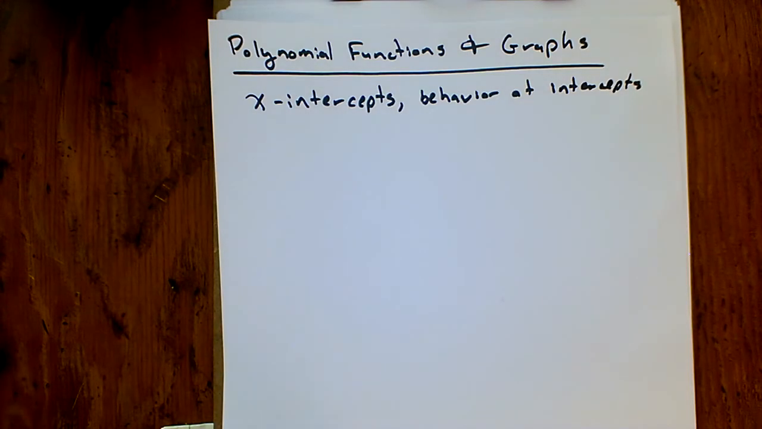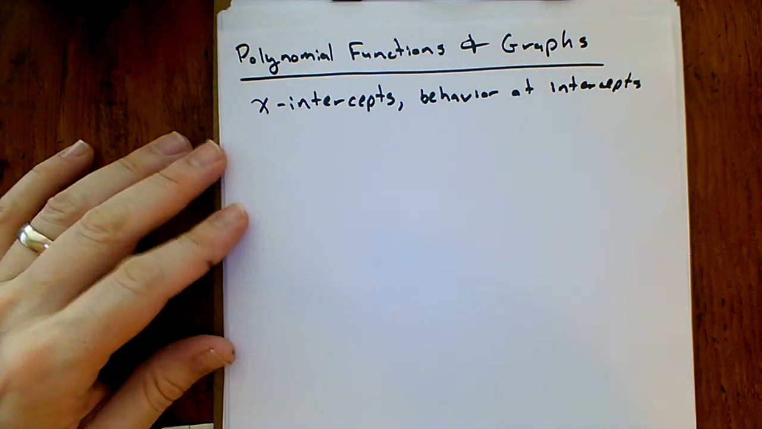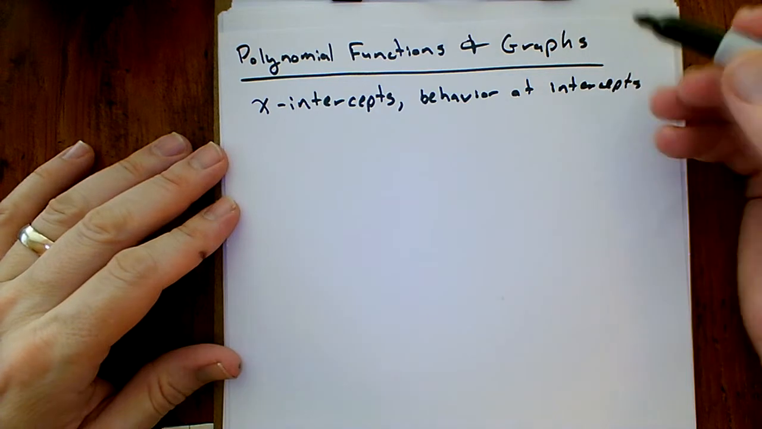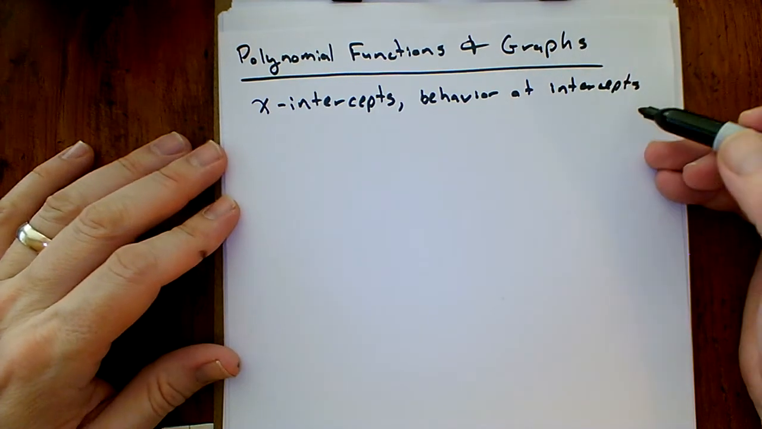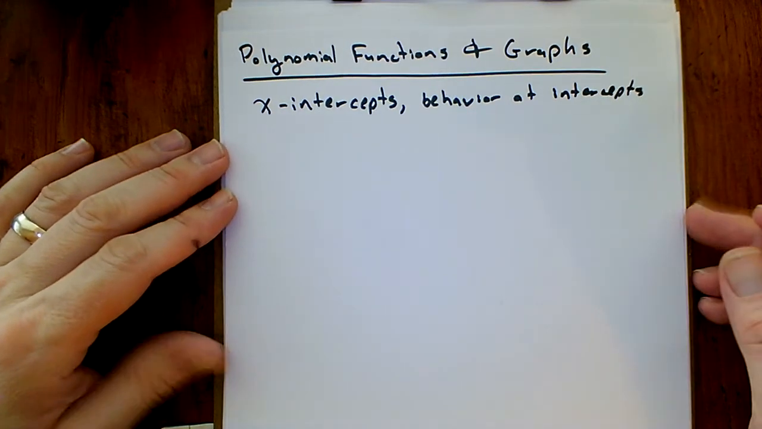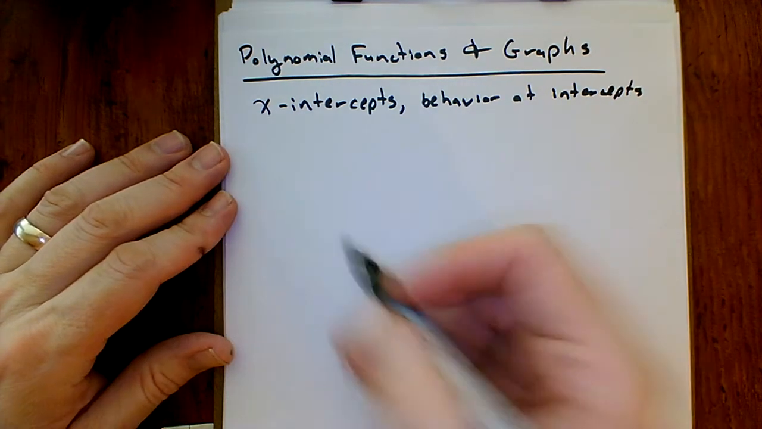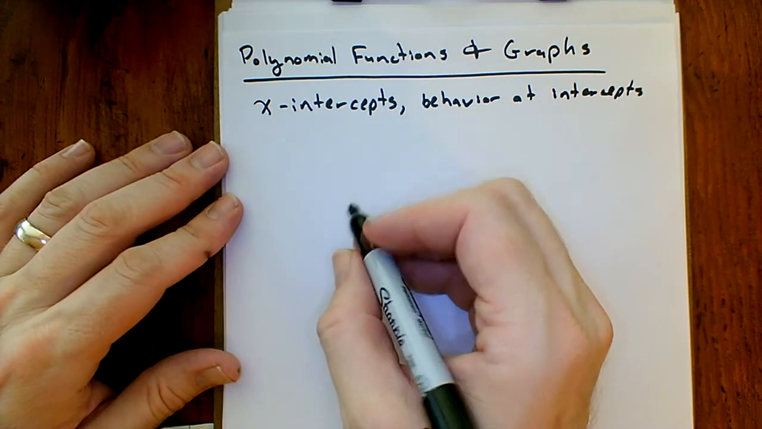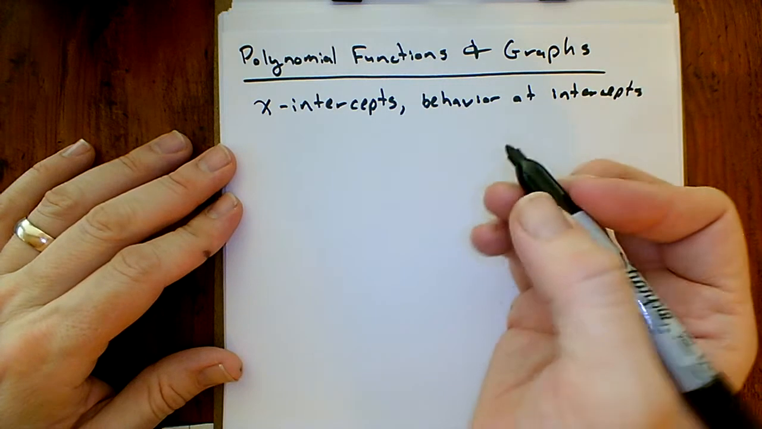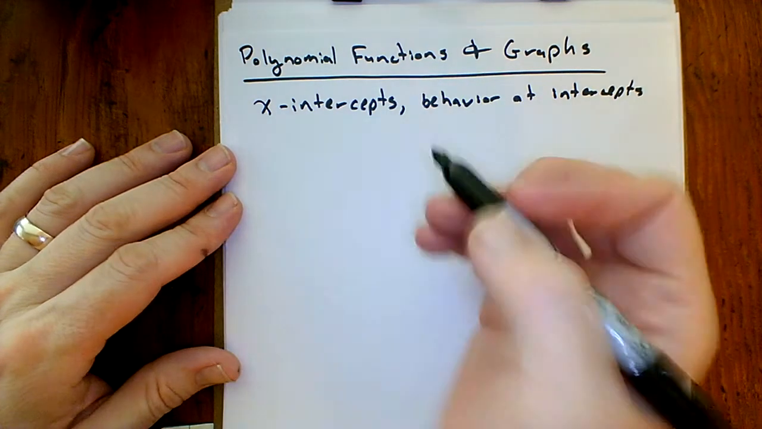Alright, looks like a good time to get started here again. And right now we're going to continue talking about polynomial functions and graphs, and this time we're going to talk about our x-intercepts and our behavior at the intercepts. So we're going to start by talking about, well, how do we find an x-intercept?